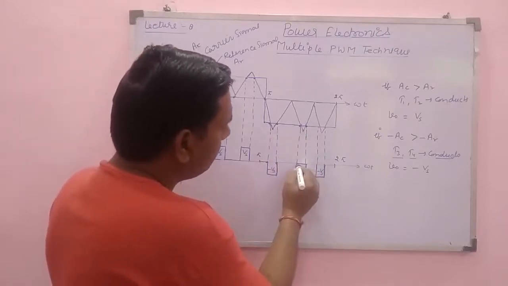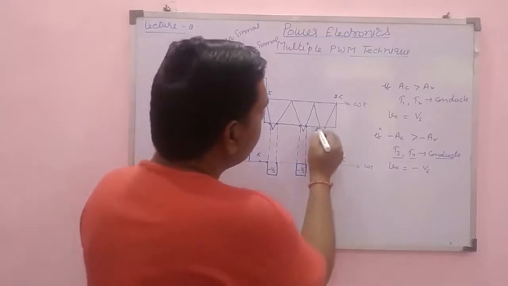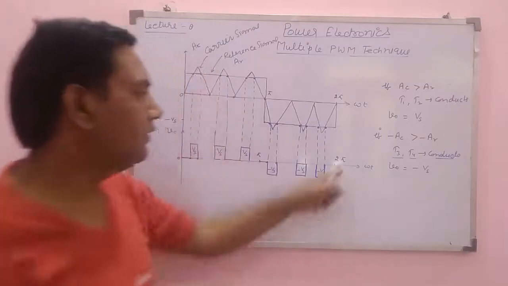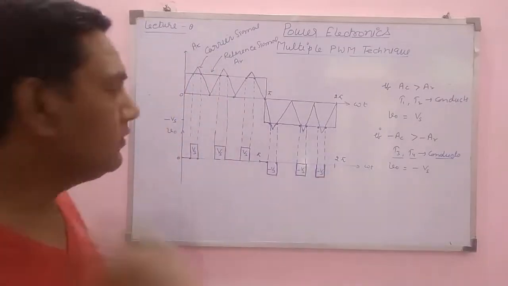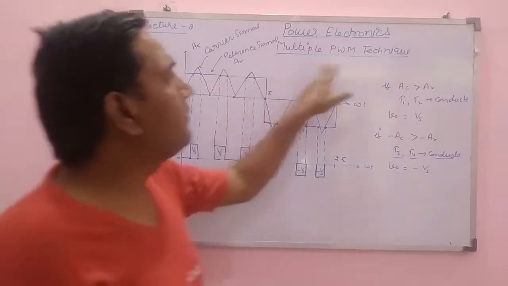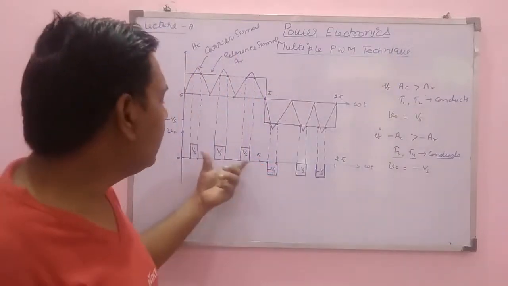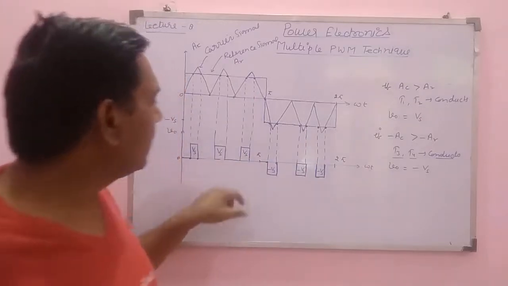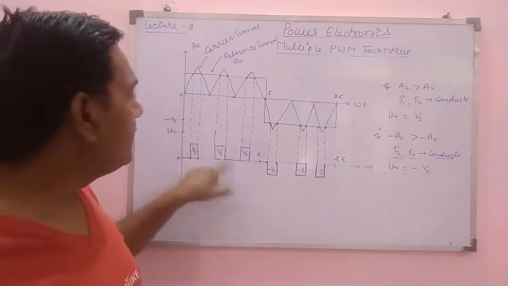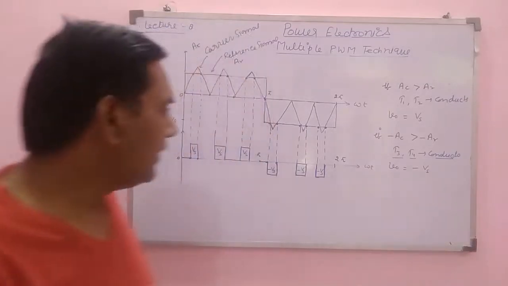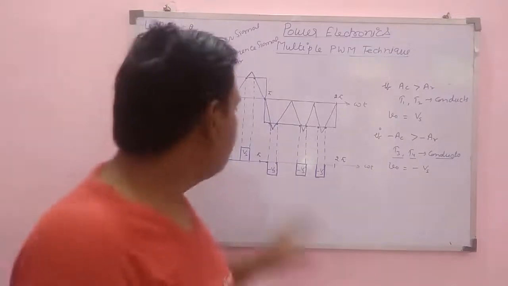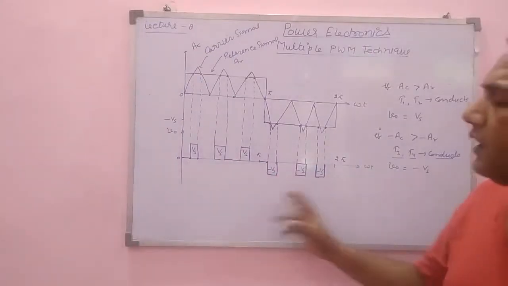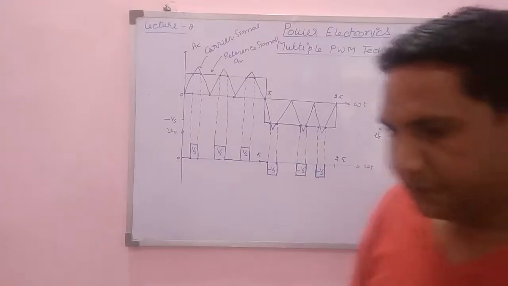That's why the output voltage in that case is also minus Vs. Similarly, between this point and this point, the output voltage is minus Vs, and this is 2 pi. So in that case, you can see that in multiple pulse width modulation technique, we are getting multiple pulses in the half cycle. In single pulse width modulation technique, only a single pulse is obtained in each half cycle. But here keep in mind that the width of each pulse will be the same. Here the condition is that we are taking the equal width of each pulse.